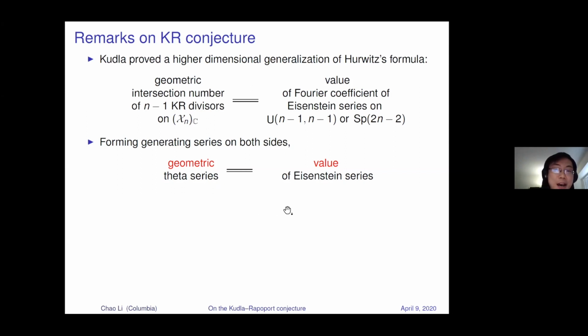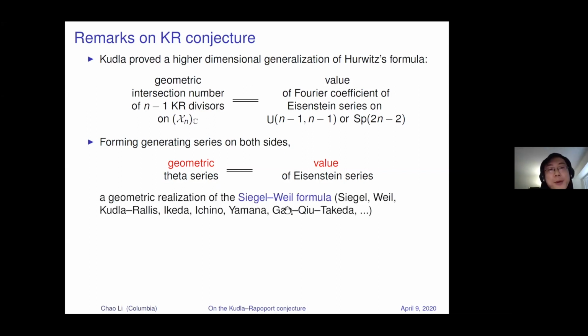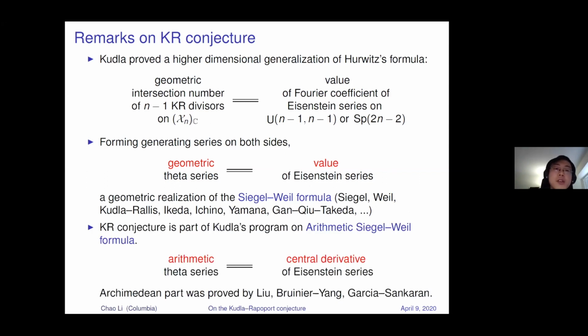Okay, so you can view this identity proved by Kudla as a sort of geometric realization of the well-known Siegel-Weil formula, that is relating an average of theta series on the left-hand side and the value of an Eisenstein series on the right-hand side. If I put it into this perspective, we recognize the Kudla-Rapoport conjecture as part of Kudla's program on the arithmetic version of the Siegel-Weil formula.